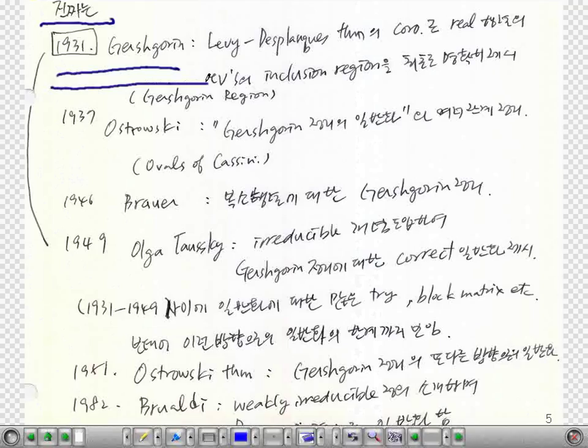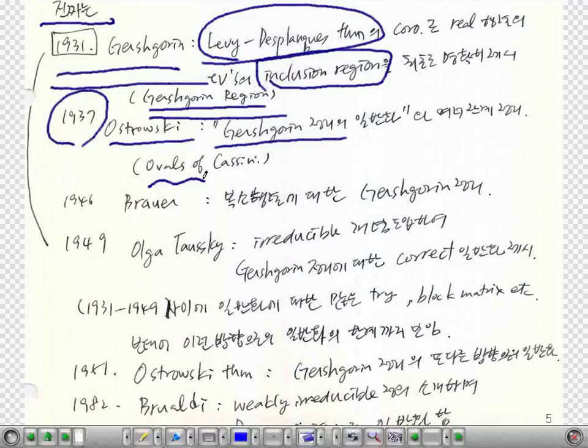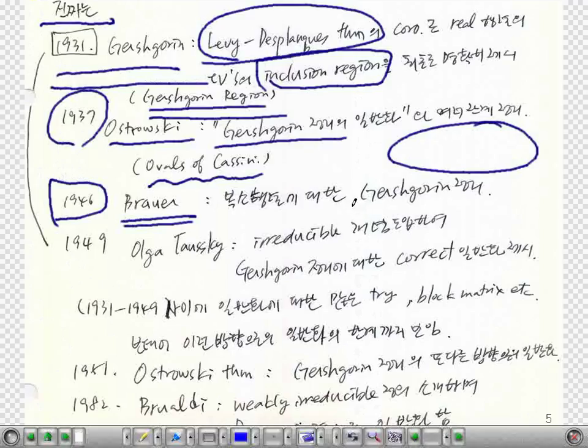In 1931, Gershgorin gave a reinterpretation of the Levy-Desplanques theorem to tell the inclusion region of eigenvalues. That's called the Gershgorin region. In 1937, Ostrowski generalized the Gershgorin theorem by using the ovals of Cassini. It's kind of an elliptic region. In 1946, Brauer generalized the Gershgorin theorem for complex matrices.